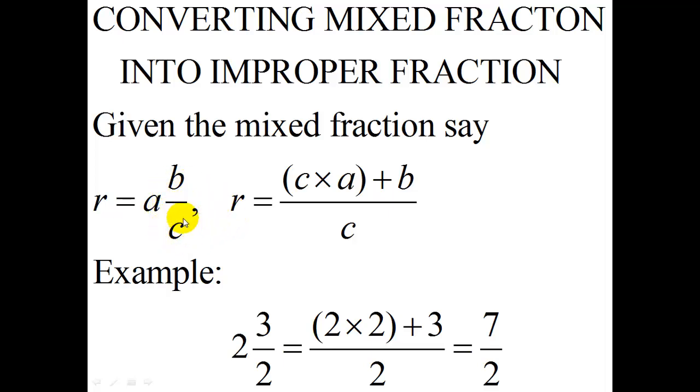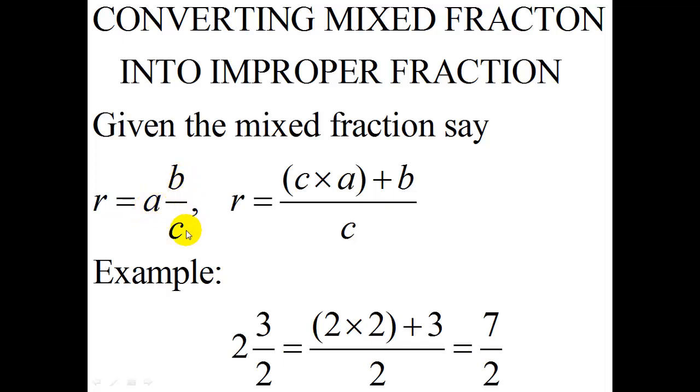First, we multiply the denominator of the fraction by the whole number. So we have C times A, in bracket, C times A. Then we add it to the numerator of the fraction, that is plus B. Then we divide the results by the denominator of the fraction, that is C. So converting A whole number B over C to an improper fraction, we multiply the denominator of the fraction by the whole number. Then we add the results to the numerator.